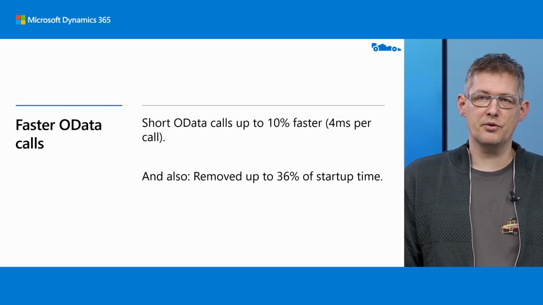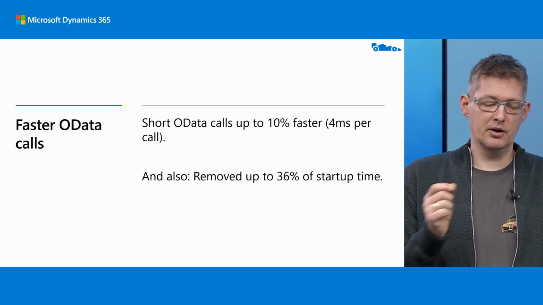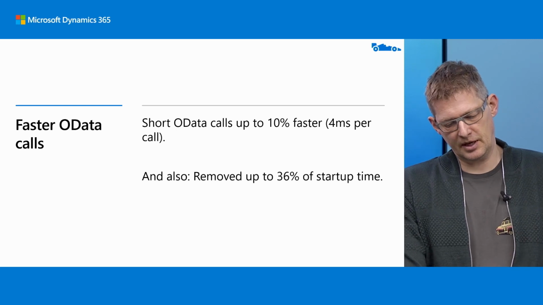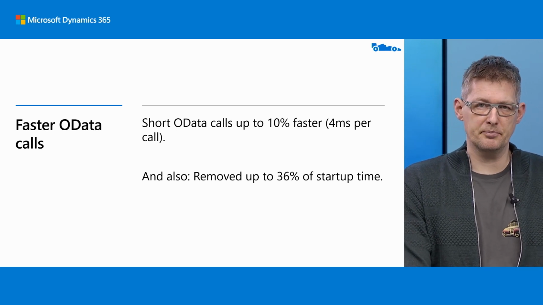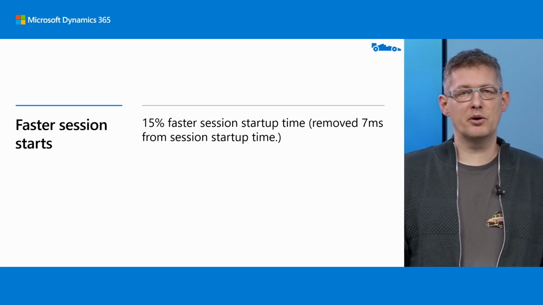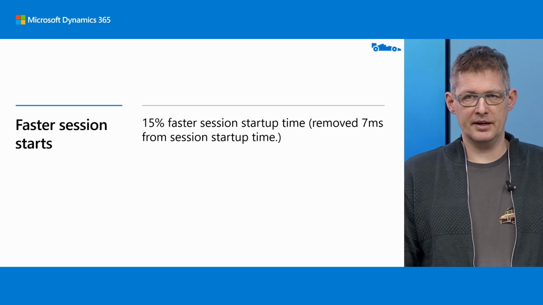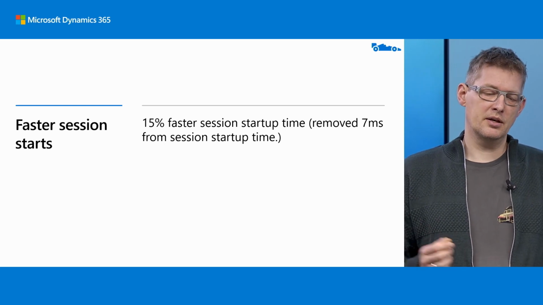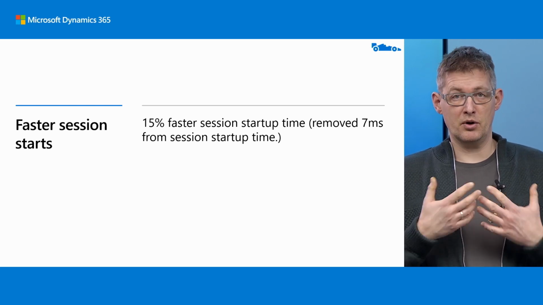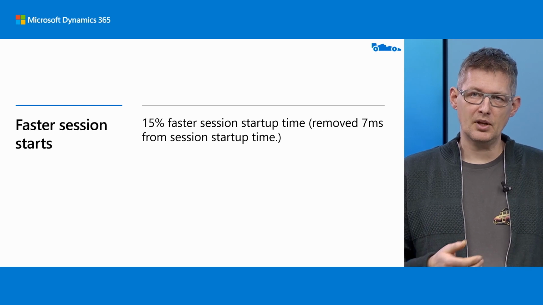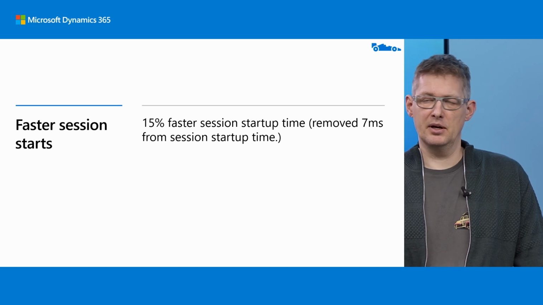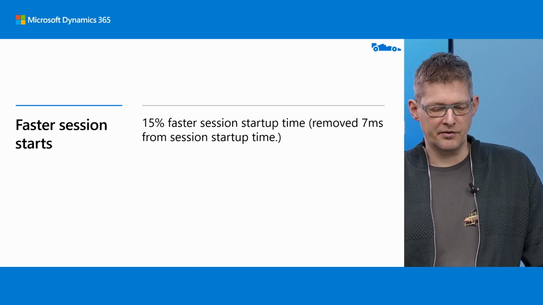And we also removed up to 36% of the startup time for an OData call. And 36% of what? Well, that probably gives you these 4 milliseconds. Another thing we did that is likely to be mostly something you see for API and web service calls is that we trimmed the code in the server that is run when we start up a new session to actually get 15% faster session startup time. That equates to 7 milliseconds.